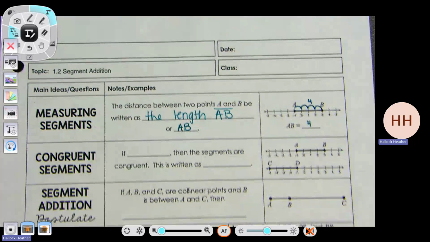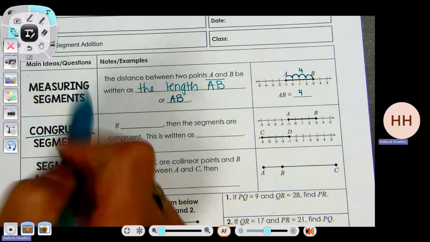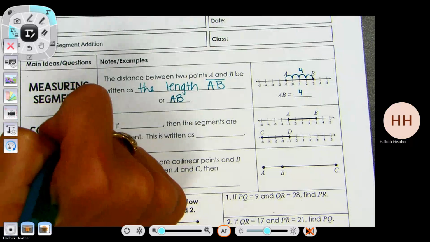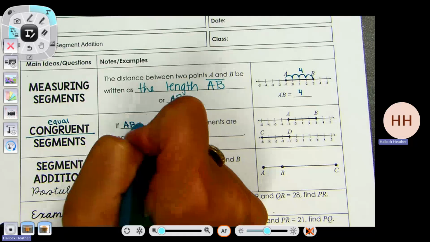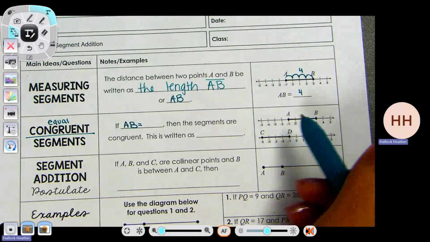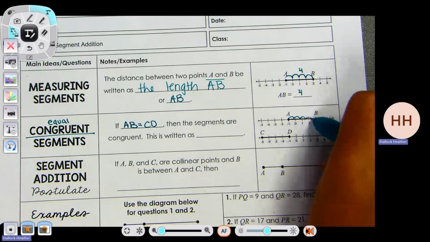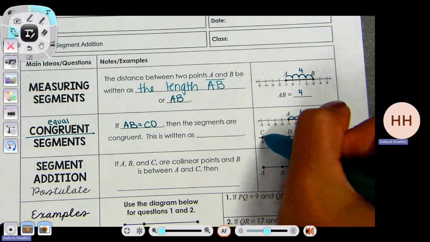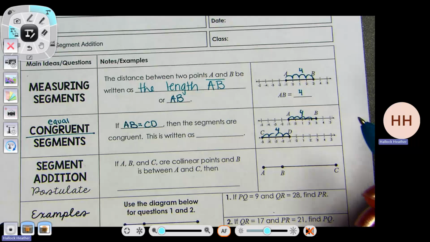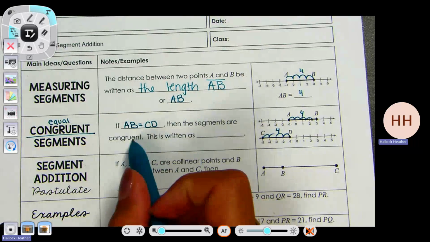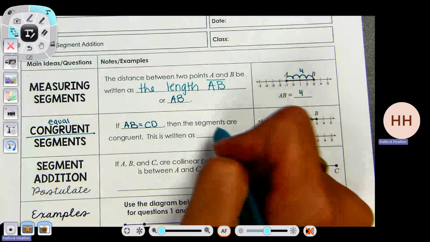Congruent is a geometry term we use all year long. Congruent means equal. So if I look at my picture and I say AB is equal to CD, because this still has a distance of 4, and this still has a distance of 4, they're equal to each other, then the segments are technically called congruent. Congruent is another word for equal. It just is written with something else.